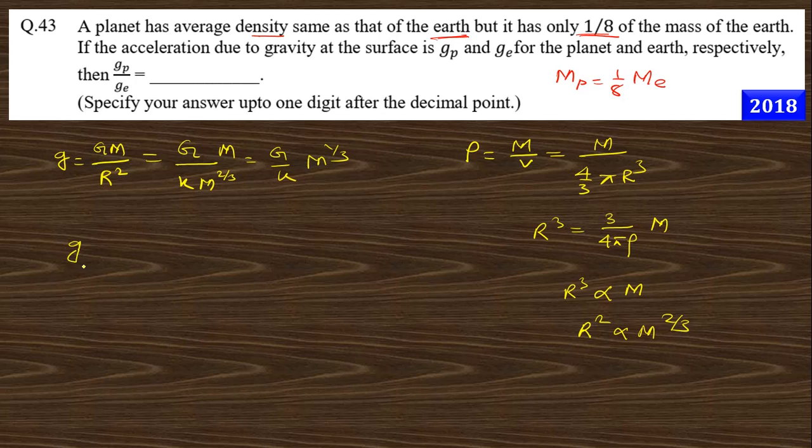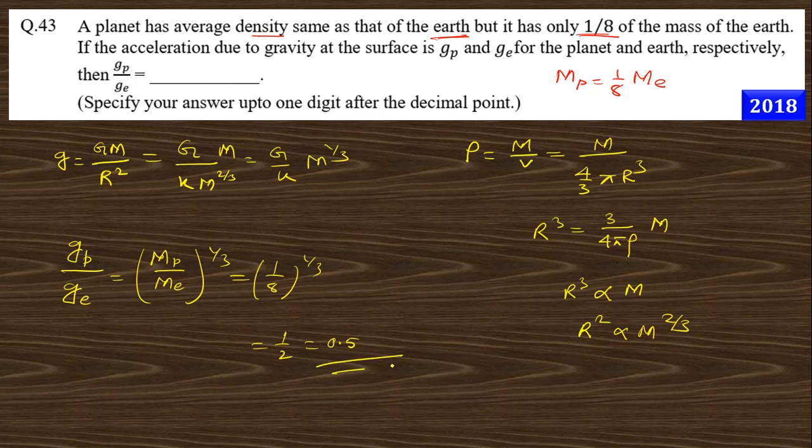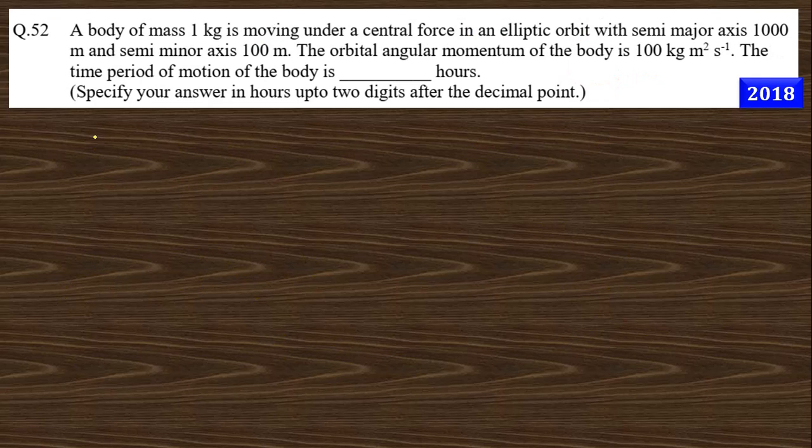So g of this planet by g of the earth will be nothing but, these are constant, m of the planet by m of the earth whole to the power 1/3. This gives you 1 by 8 to the power 1/3, and 8 is 2 cube, so this gives you 1 by 2, that is 0.5. So this is the answer to this question. Go to the next question.